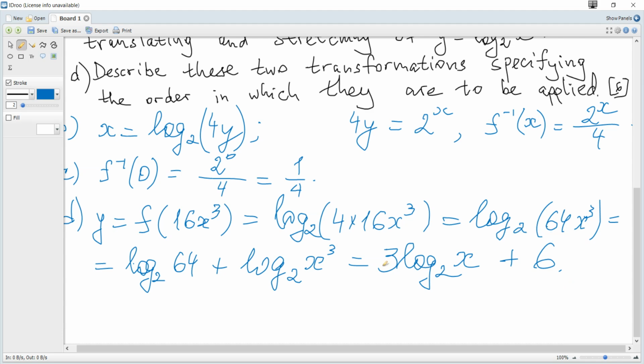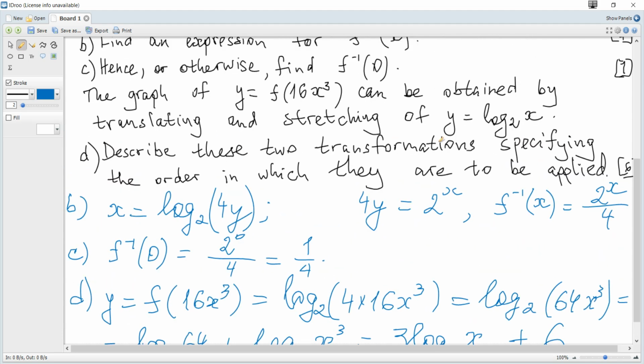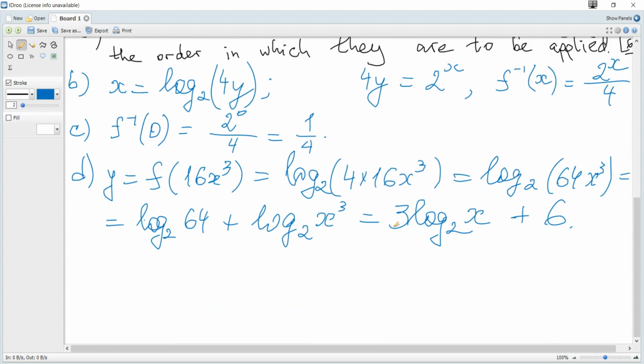Why? Because now it looks like 3, if we consider y to be log to the base 2 of x as the starting function, and you can see it looks like 3 multiplied by a function, and it's what? It's just a vertical stretch by a factor of 3 with x-axis invariant. It means that the x-axis is like an axis of symmetry. All points on the x-axis remain the same, followed by a vertical translation 6 units up.